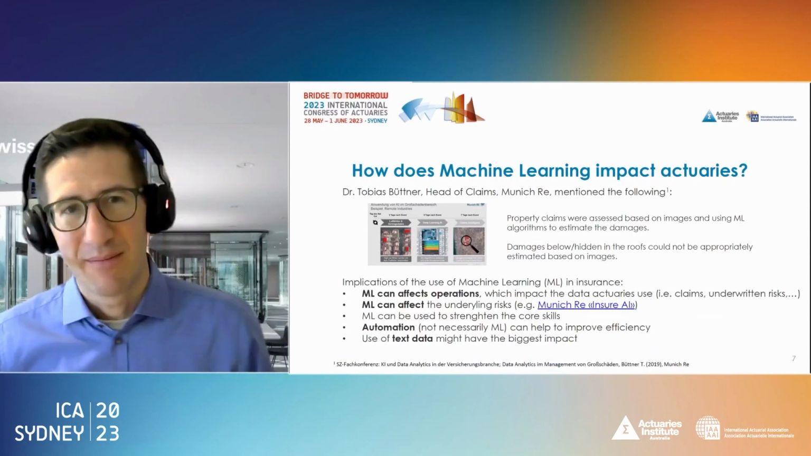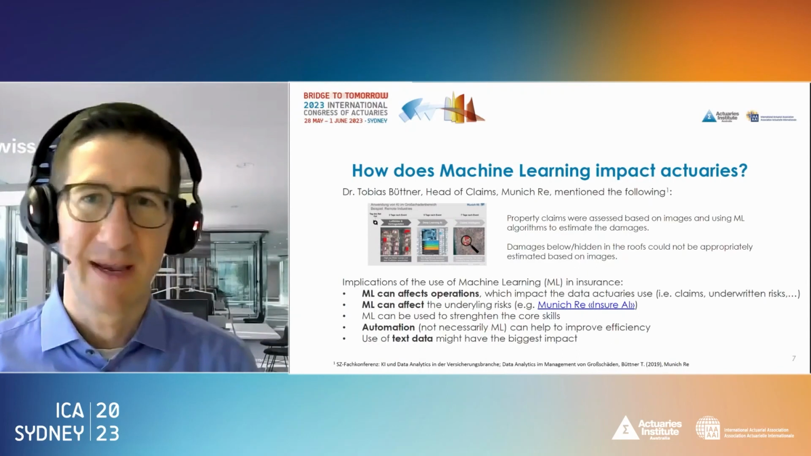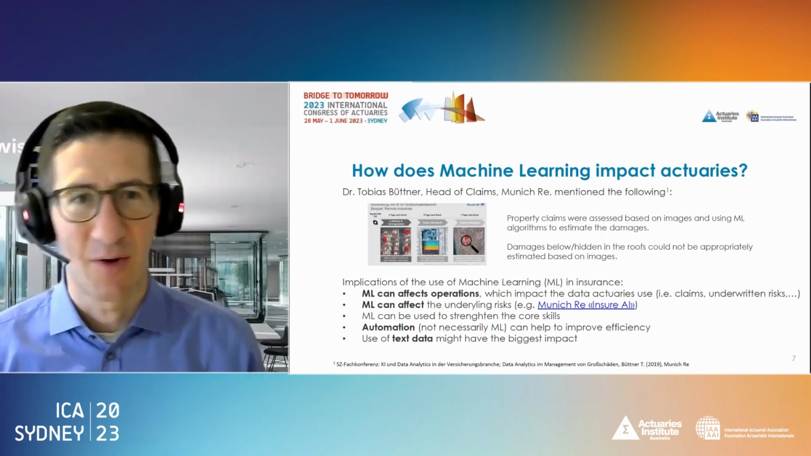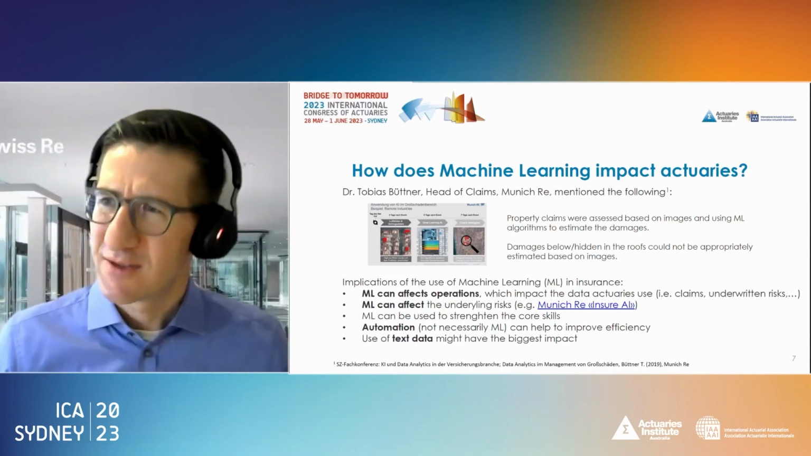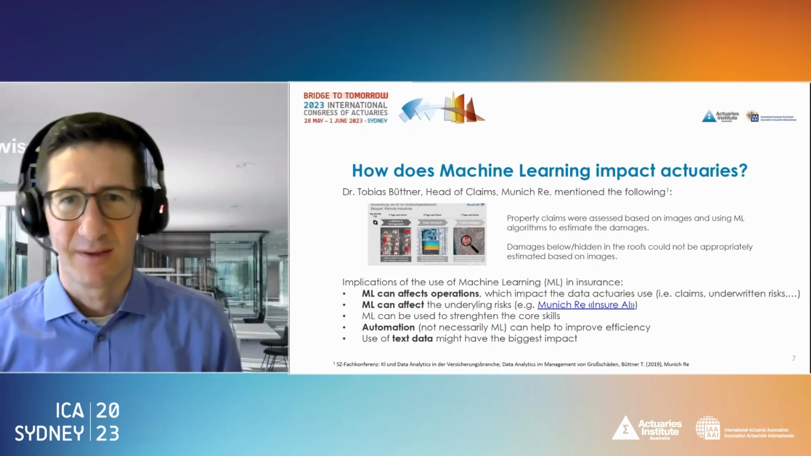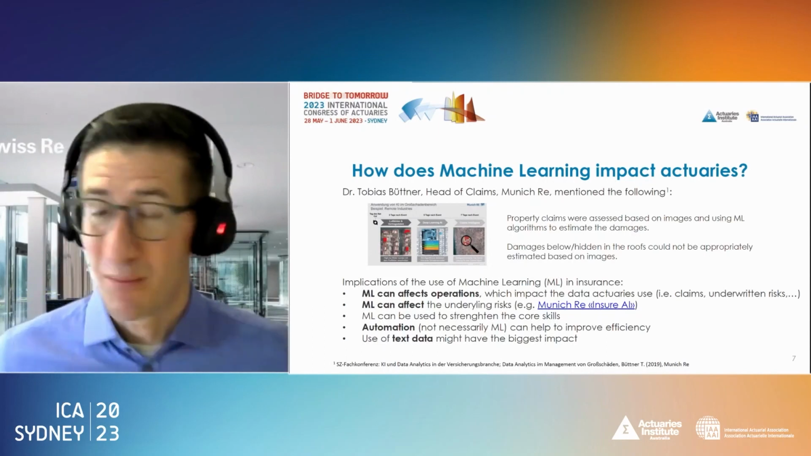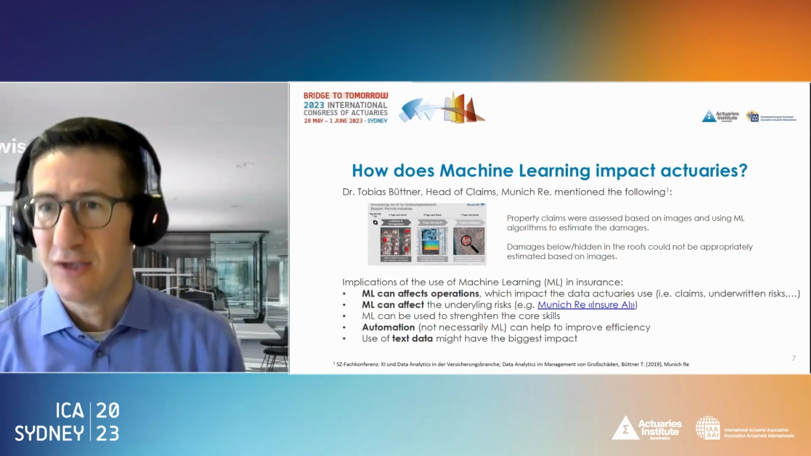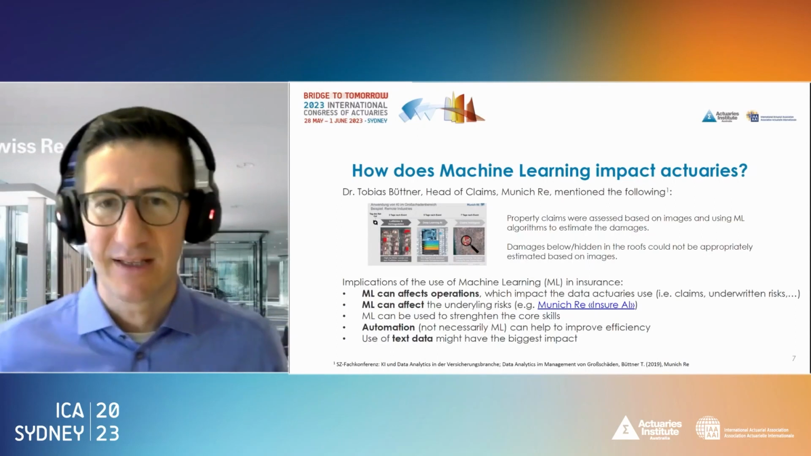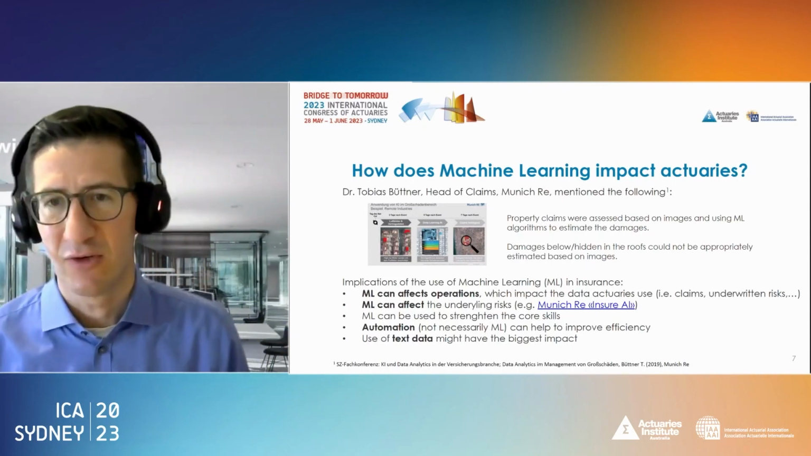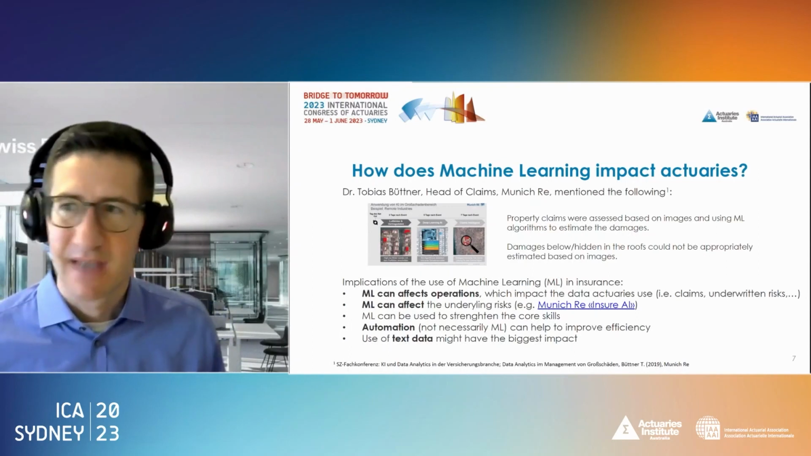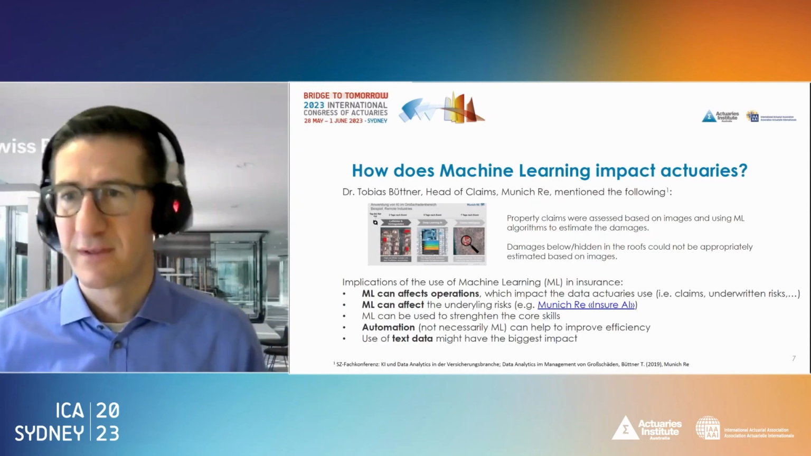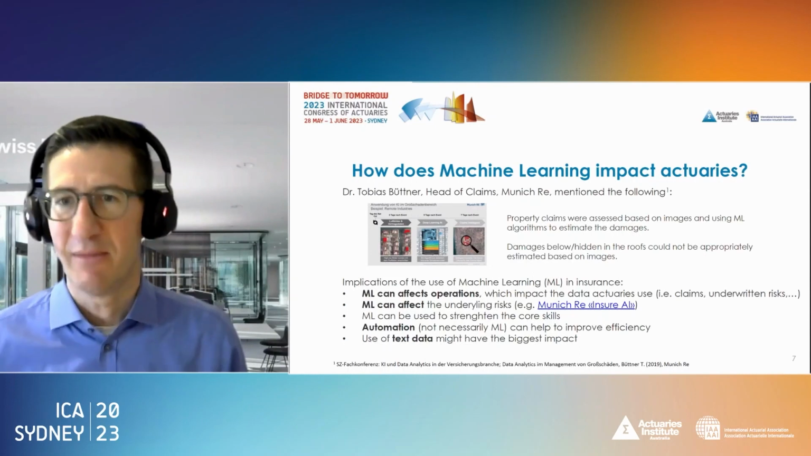First of all, let me go back one step. How does machine learning impact actuaries? I'd like to start with a story or an example that was shared by Munich Re quite some years ago, but I think it's a good starting point. Munich Re settles property claims after hailstorms or hurricanes, and they have done that using new image and machine learning algorithms to estimate the damages in a very short time after such a huge event. And then after some time, they learned that in particular damages below or hidden in the roofs could not be appropriately estimated based on images.